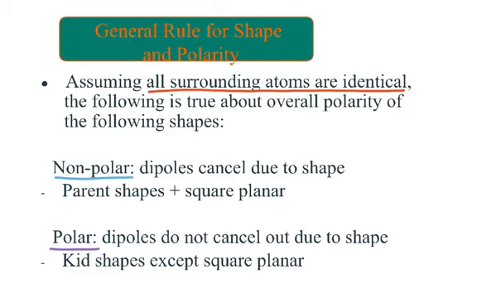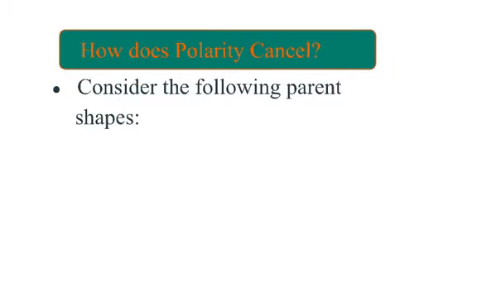So let's have a look at this in more detail. So let's consider the following parent shapes. The easiest two shapes, where almost all the other shapes come from, are going to be my linear and my trigonal planar. Let's start with my linear. I'm going to use a fictitious compound XY2. And I'm going to draw some dipoles. And these dipoles could be going out or in, and it wouldn't make a difference.